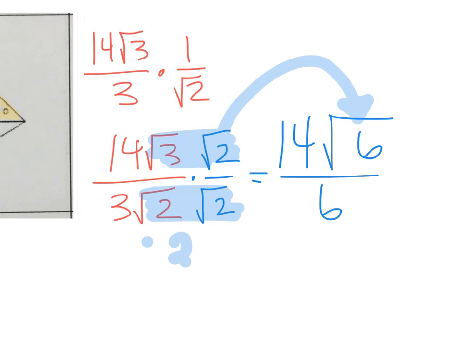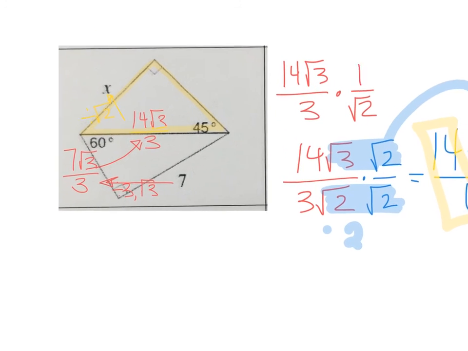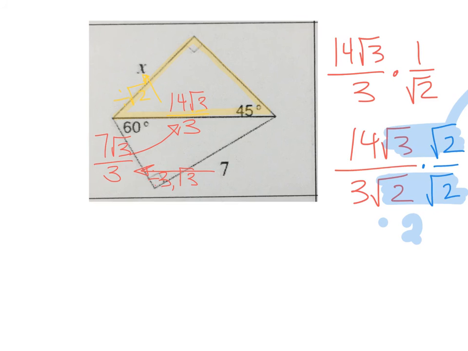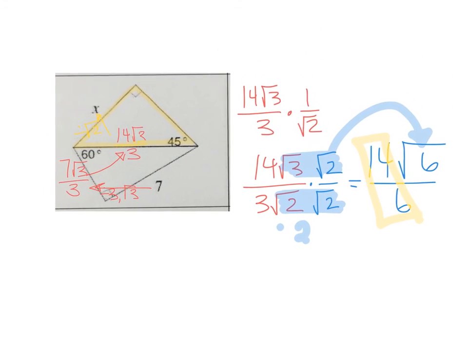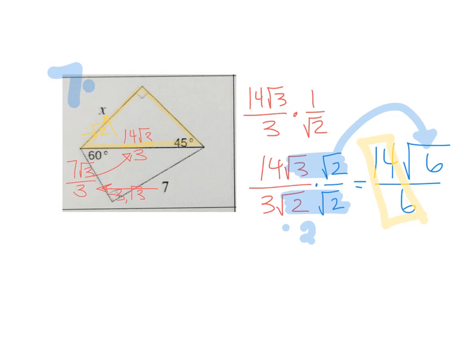So the last step is to simplify 14 over 6. Those are both divisible by 3. So I get a wonderful long leg of 7 roots of 6 divided by 3. They're divisible by 2. So, and nice, that's 7 times the square root of 6, all divided by 3.